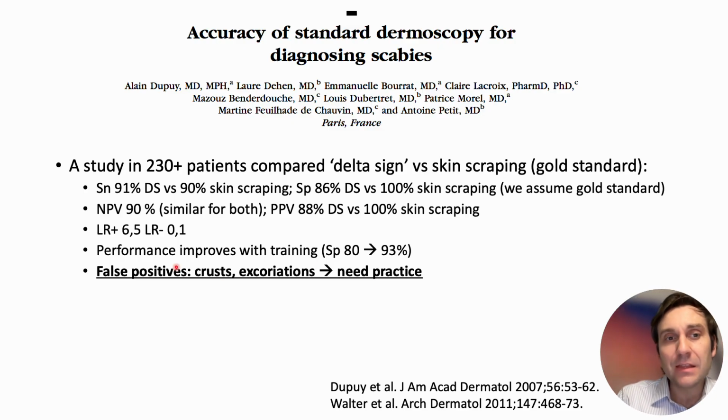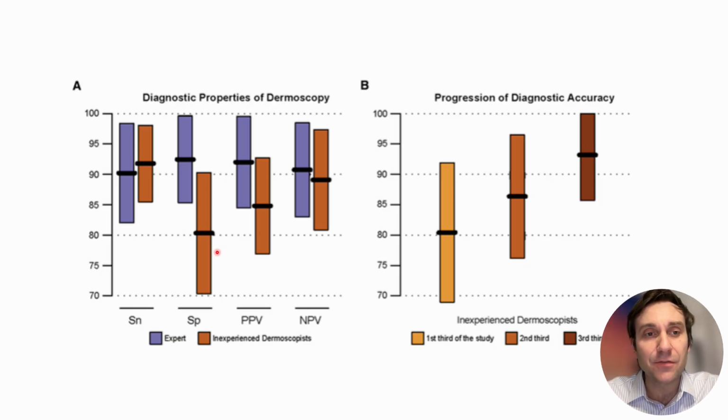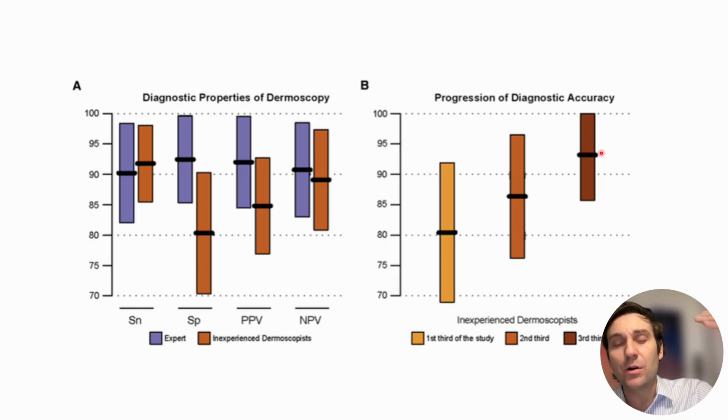This is very interesting. The performance, the specificity, improves with training. So novices had an 80%, but experts had a 93%, because there are many false positives, crusts, excoriations, so you need practice to learn to recognize the delta sign. And here you can see in blue the experts, in orange the non-experts. You can see how the specificity is fairly different between experts in blue and non-experts in orange, right? And you can see here how the non-expert dermatologists improve their specificity while they were learning more and more dermoscopy. So this is something you can train and you become better and better.